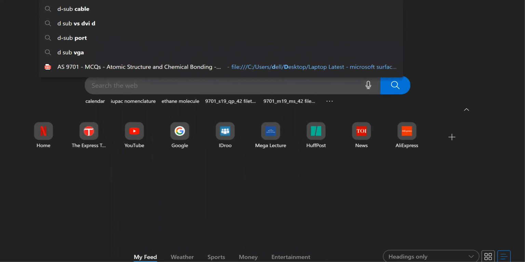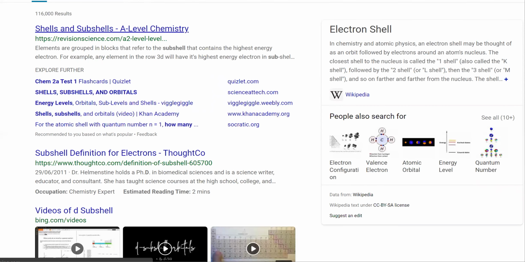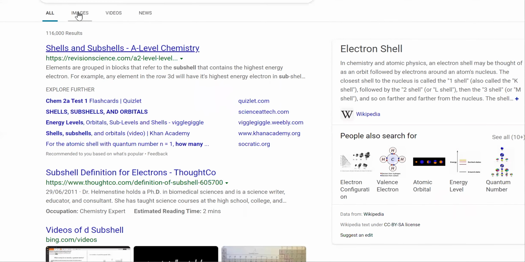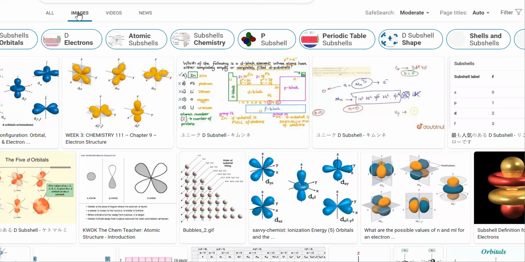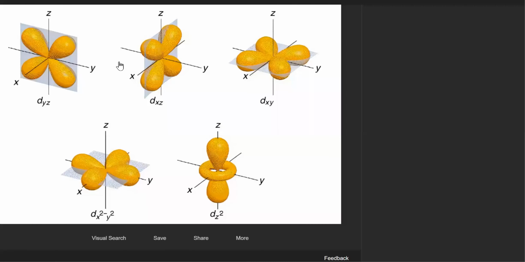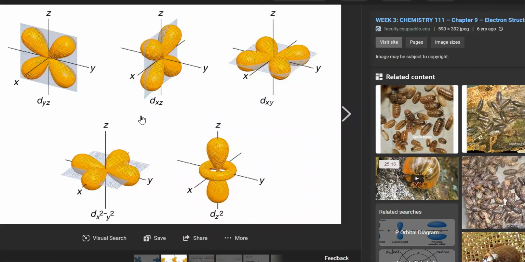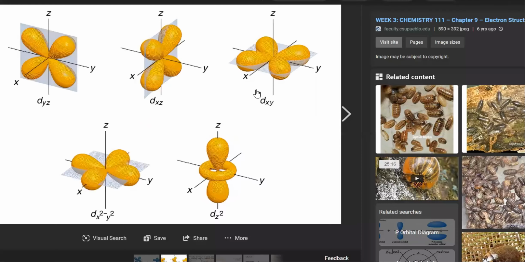So the d subshell is this one. The electron density would probably be between the axes. Sometimes it's going to be on the axis. So you must know that if it's in the dyz, dxz, or dxy orbital, the electron density would be between the axes. And if it's in the dx square minus y square or dz square orbital, the electron density would be lying on the axis. Is that clear?